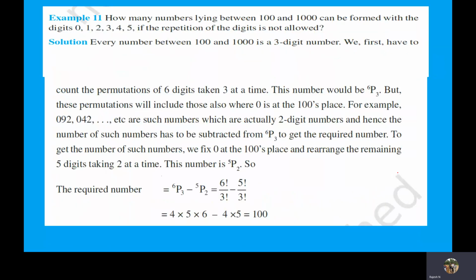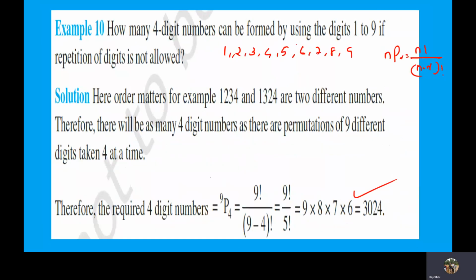How many numbers lying between 100 and 1000 can be formed with the digits 0, 1, 2, 3, 4, 5? The repetition of digit is not allowed. In the previous problem, if repetition of digit is allowed, what is the answer? Because it is a 4-digit number, the first place can be filled in 9 ways, the second place in 9 ways, the third, the fourth. So the answer is 9 raised to 4, if repetition of digit is allowed.